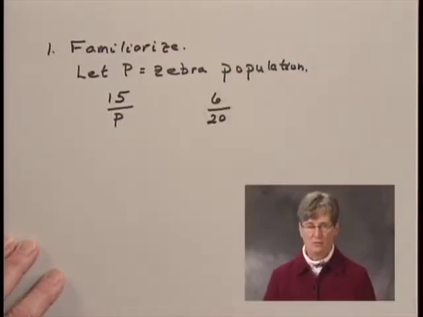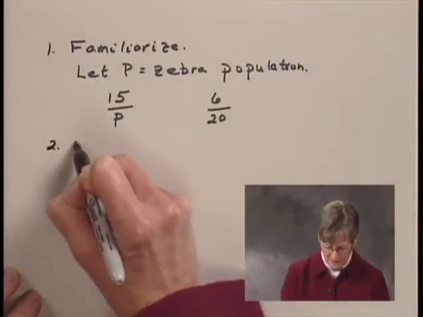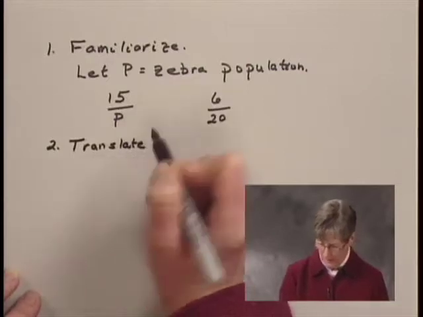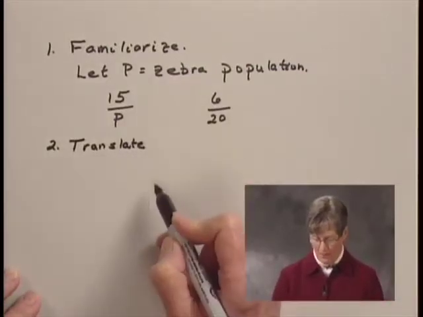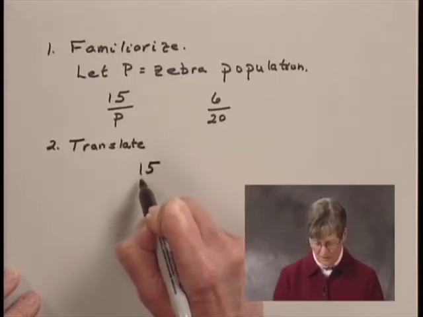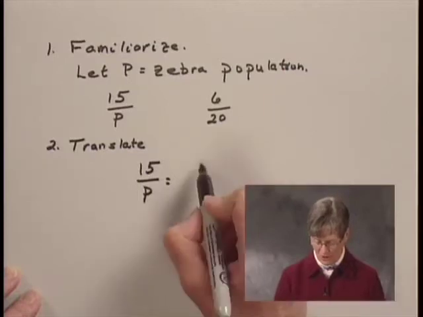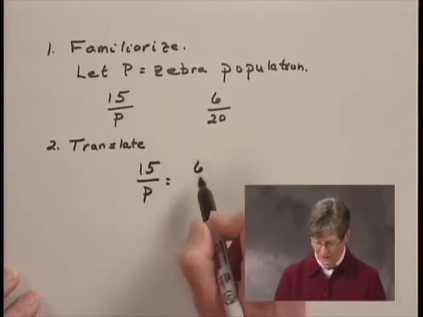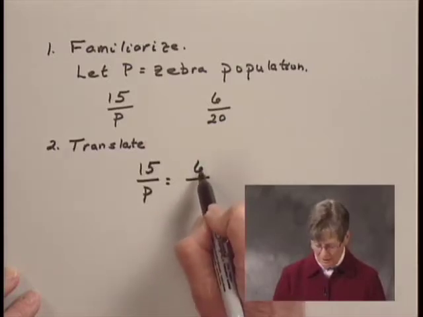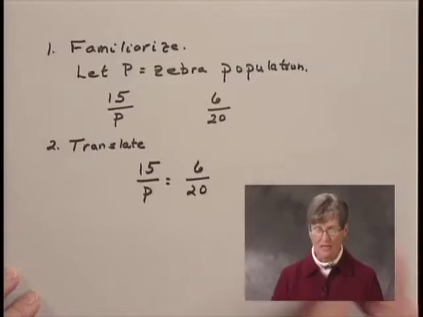And we can use these two ratios to write a proportion. Let's do that in the translate step. We have a proportion, the number of zebras originally tagged, which is 15, to the total population P should be the same as the ratio of the number of zebras caught later, or the number of tagged zebras caught later to the number of zebras caught later.